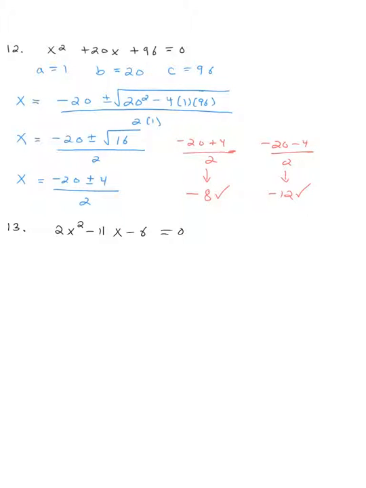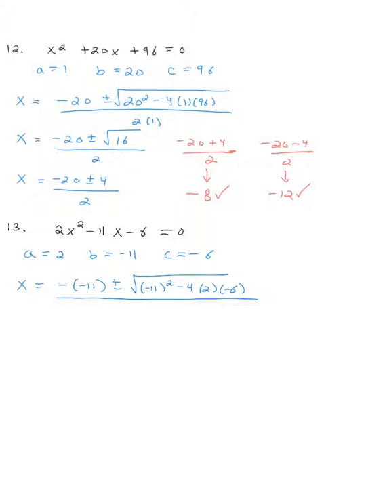In question 13, a is 2, b is negative 11, and c is negative 6. X is equal to negative b plus or minus the square root of b squared minus 4 times a times c, all divided by 2 times a. Okay, our two solutions are going to be positive 11 plus or minus the square root of 11 squared minus 4 times 2 times negative 6. That's 169, all divided by 4.